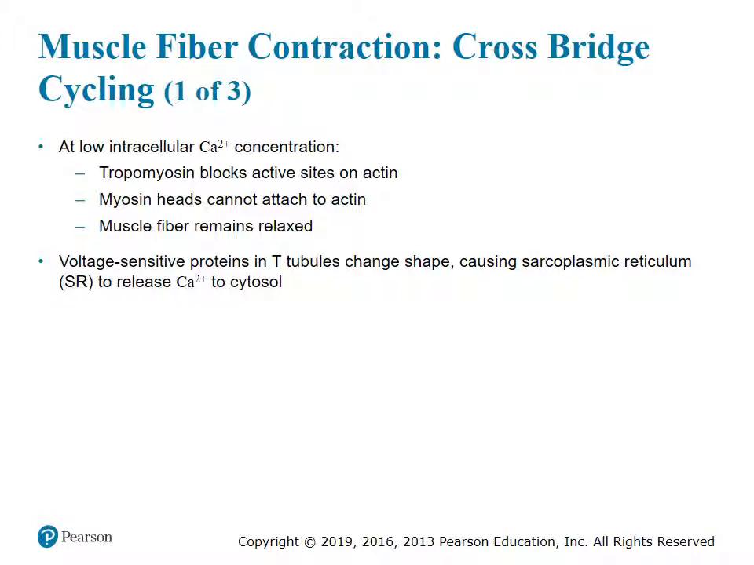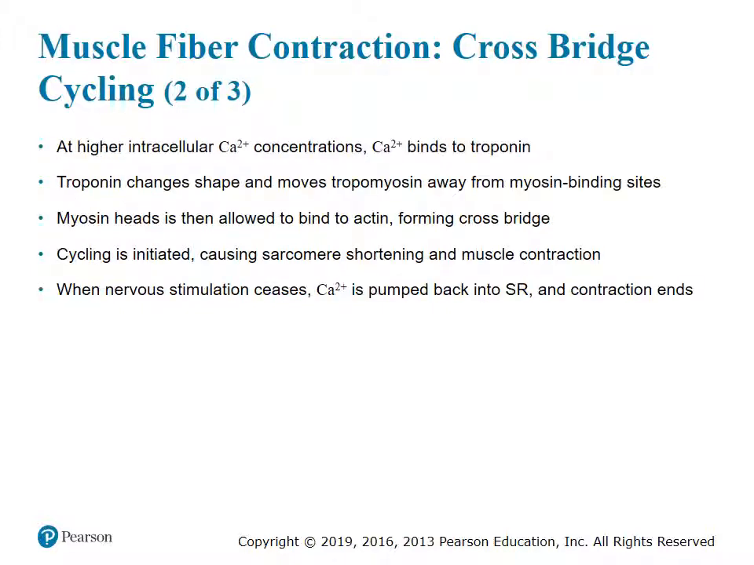So again, low concentrations of calcium, real low concentrations. Tropomyosin is going to block the active site. Heads can't attach. Muscle fibers relaxed. It's only when we increase the amount of calcium because we released it that we see this cross bridge form, right? Calcium binds to troponin. Troponin changes shape, moves tropomyosin out of the way. Head binds to actin. Cross bridge forms. And then heads start moving because of ATP, energy.